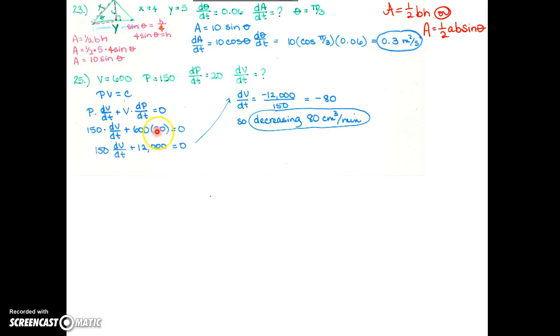So 20 times 600 is going to give me 12,000. So 150 dV dt plus 12,000. Subtract that 12,000 to the other side and divide by the 150, and we'll get -80. And again, it's negative because it's decreasing. And our units are going to be the rate of change of the volume in terms of the time. So our volume was centimeters cubed and our time was minutes.